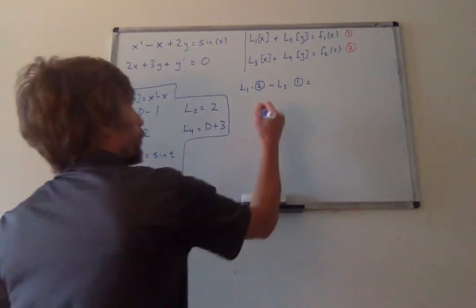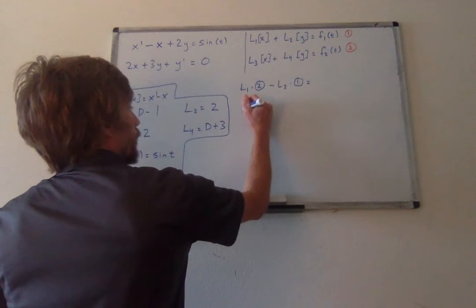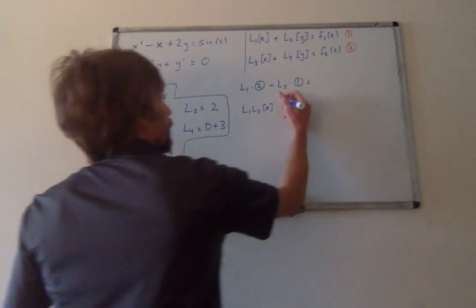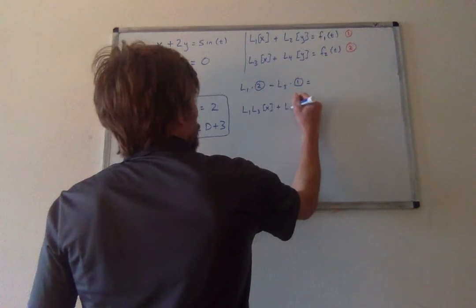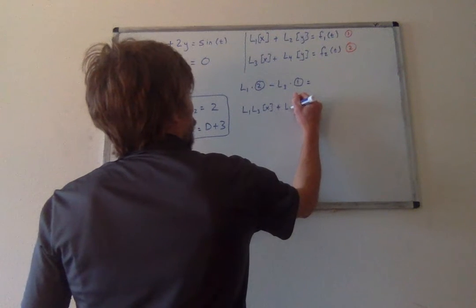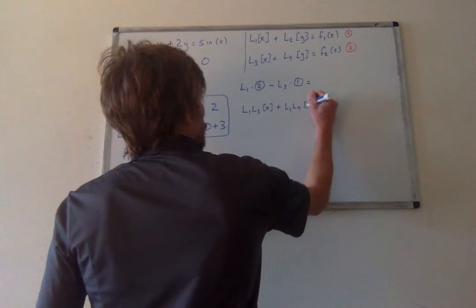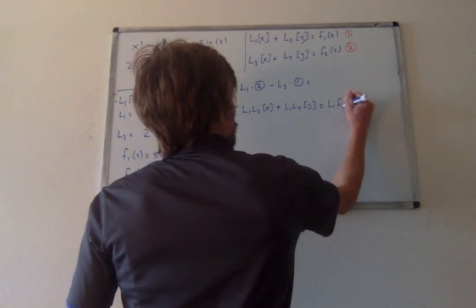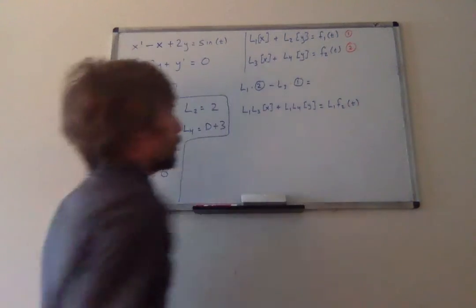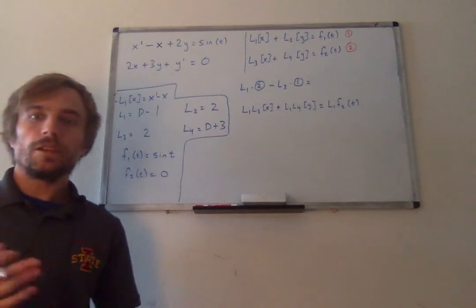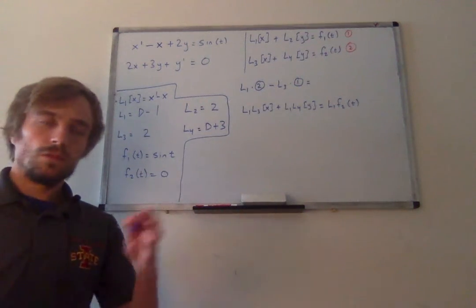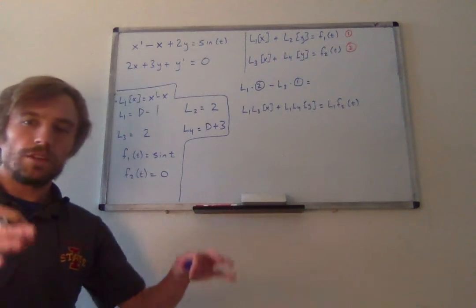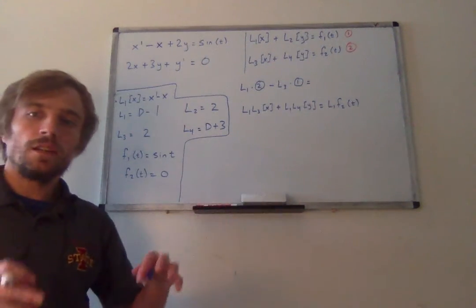All right, so I'm going to have two equations here. I've got L1 times equation 2, which is L1 L3 x plus L1 L4 of y equals L1 F2 of t. Remember, each of these L's are just instructions for how to take derivatives. As long as we take the same derivative and combine the same derivatives of each equation in the same way on each side, we don't lose equality.